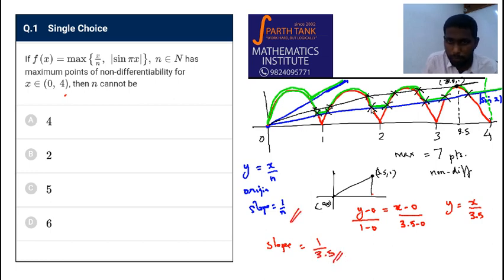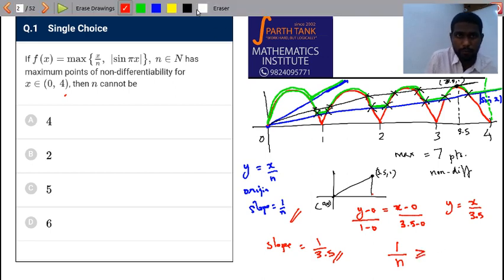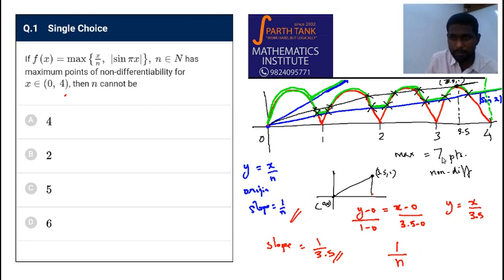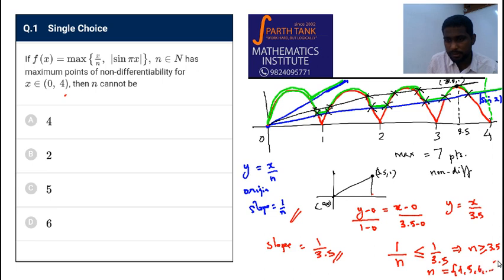Now if the slope of the blue line is greater than this black line, it won't have 7 discontinuities. So the condition should be that the slope of the blue line, 1 by n, should always be less than or equal to the slope of the black line. This means n should always be greater than or equal to 3.5. So the possible values of the integers n are only from 4, 5, 6 onwards.